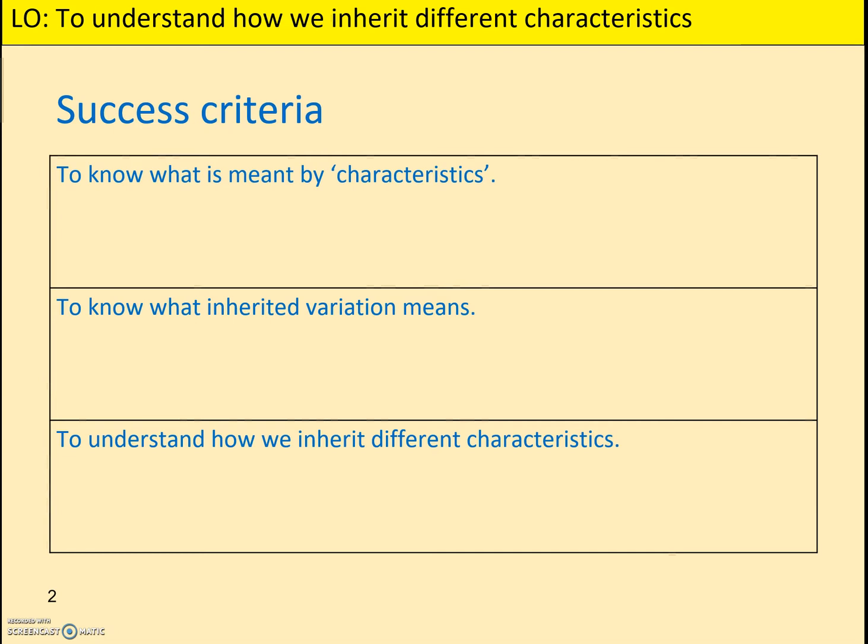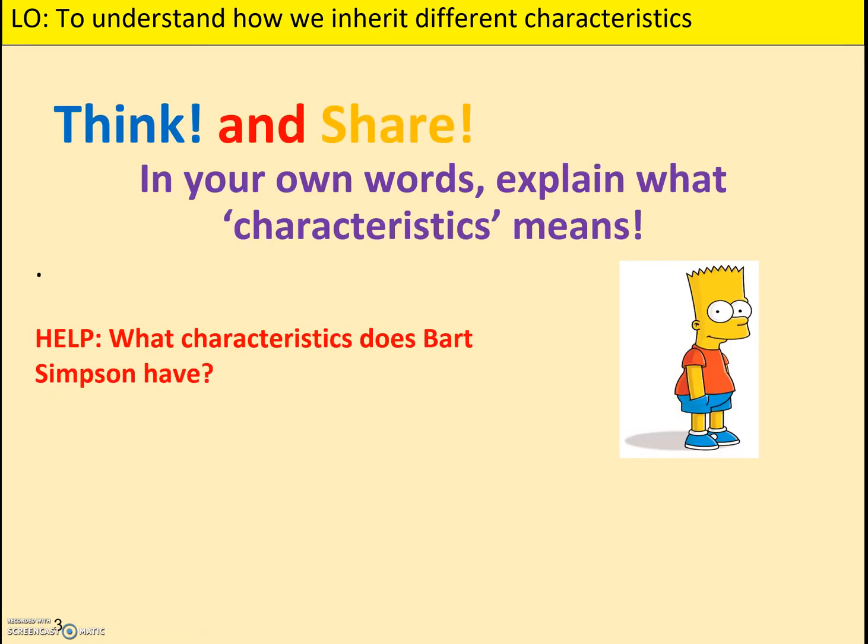Our success criteria in today's lesson is to know what is meant by characteristics, to know what inherited variation means, and to understand how we inherit different characteristics. Our next task is to define and explain in our own words what characteristics means. You may want to use Bart Simpson to help you out. Think about his physical attributes.